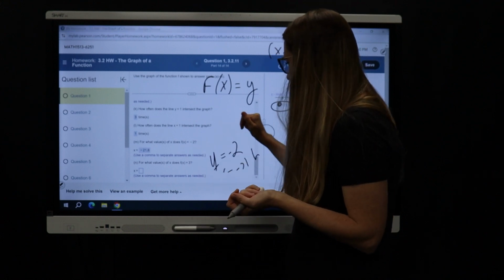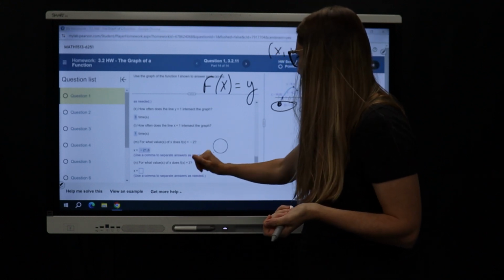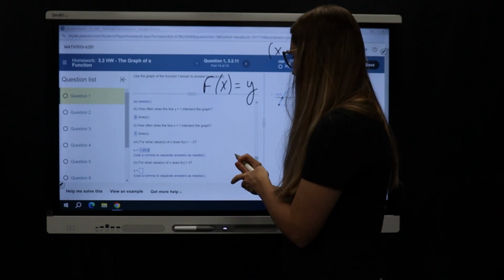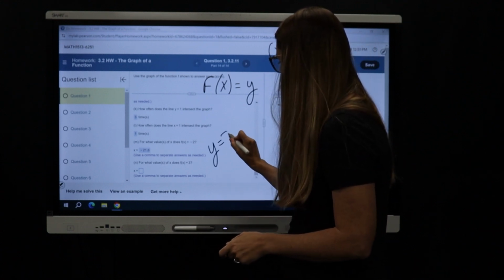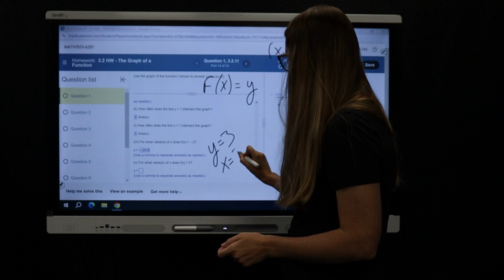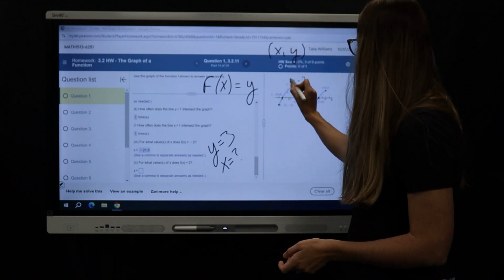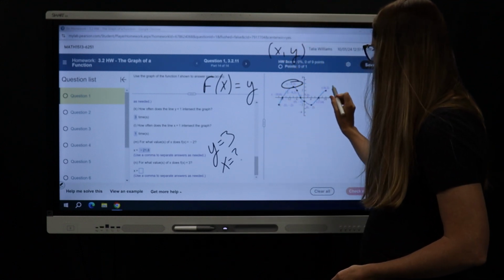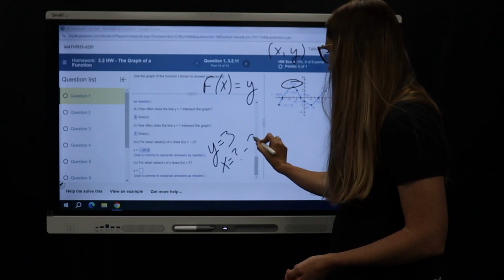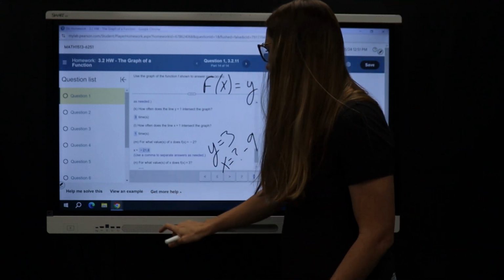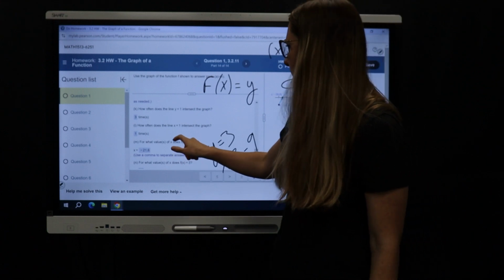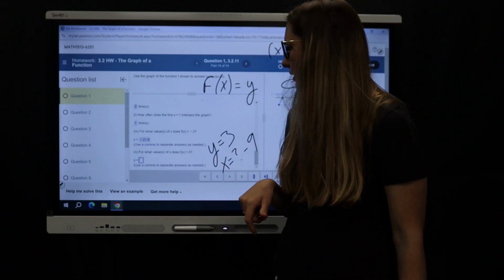For what values of x does f of x equal 3? So this is y equals 3, x equals, so this one. And that's the only time, so x equals -9. And we have done problem 1.